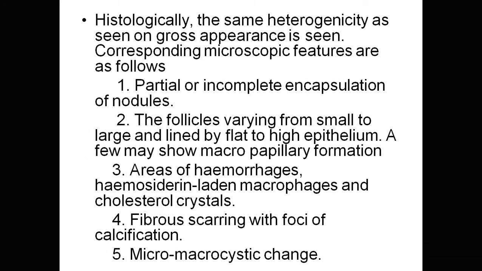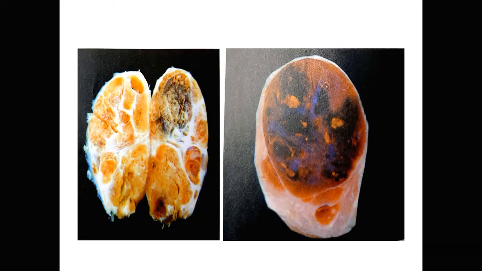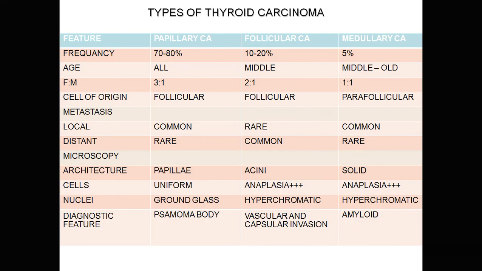So areas of hemorrhage, fibrous scarring, macrocystic hemorrhage and the cystic change in the thyroid gland. So these are the areas which contain the hemorrhage and the cystic change. Now we come over the thyroid carcinoma.